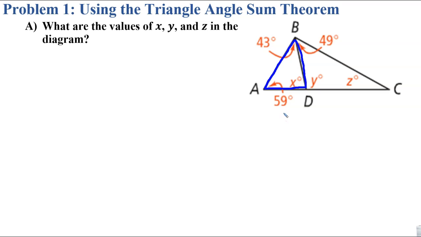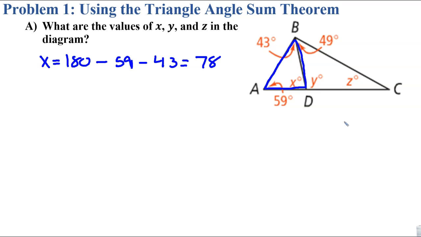With the triangle angle sum theorem, we just said that all three angles of a triangle always have to add to 180. So to find x, I can take 180, the total for this triangle on the left, and subtract 59 degrees, and subtract 43 degrees. When I do that, I'll get this last missing angle, this x, which will be 78. So x is 78 degrees.